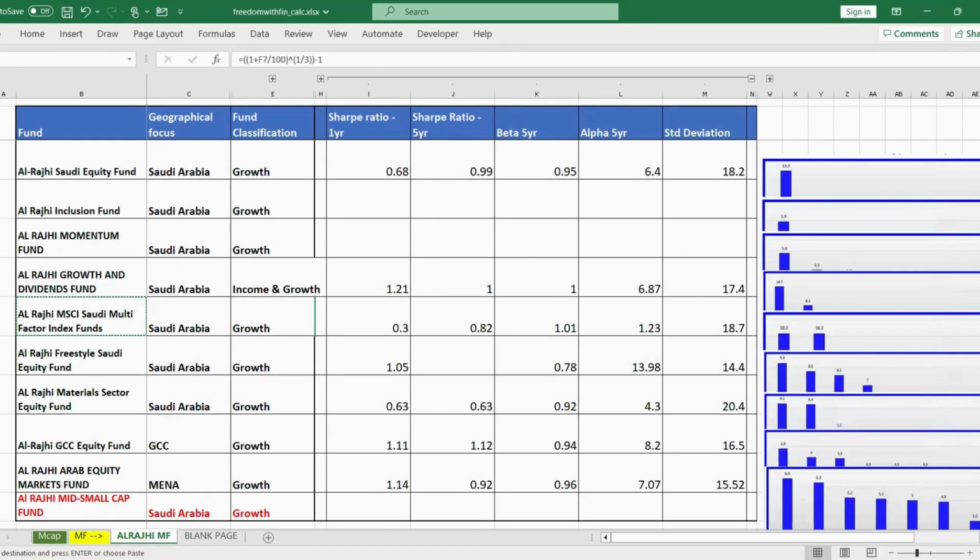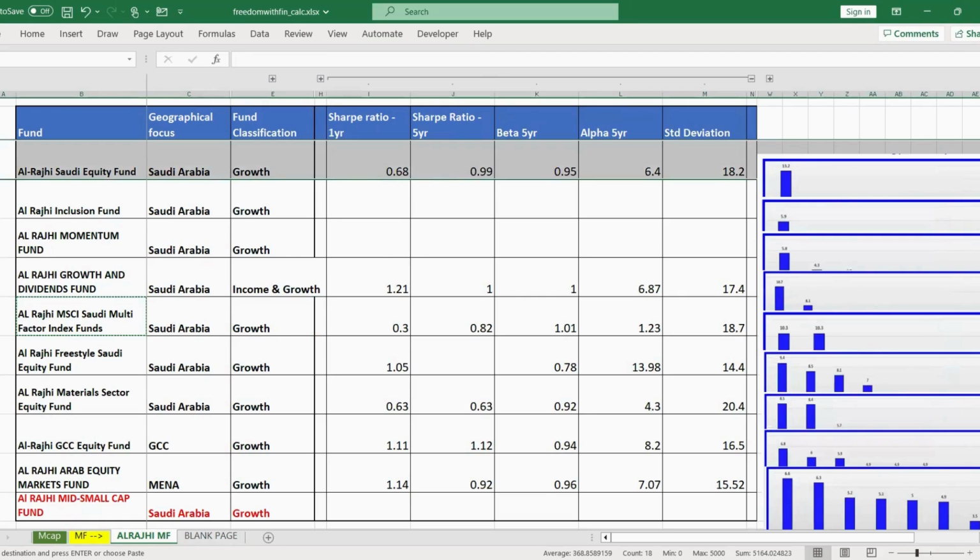So if you have an AlRajhi Capital fund house and you're interested in the equity mutual funds, one of them is the Saudi equity fund. The other one is the multi-factor index fund, and the third one would be the freestyle Saudi equity fund, based on the portfolio it has, based on these technical parameters, based on the returns that it has been providing. Personally, I do not want to diversify into GCC countries because I already have exposure to Indian markets and the US market.